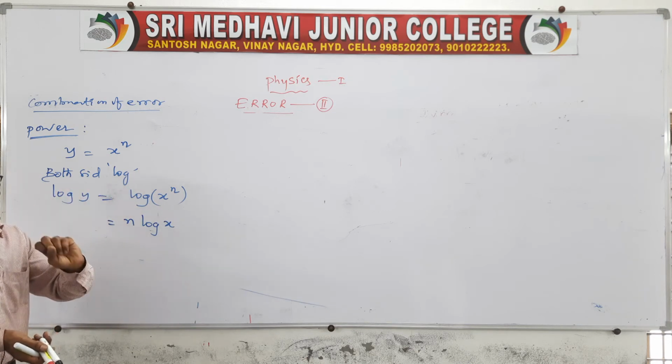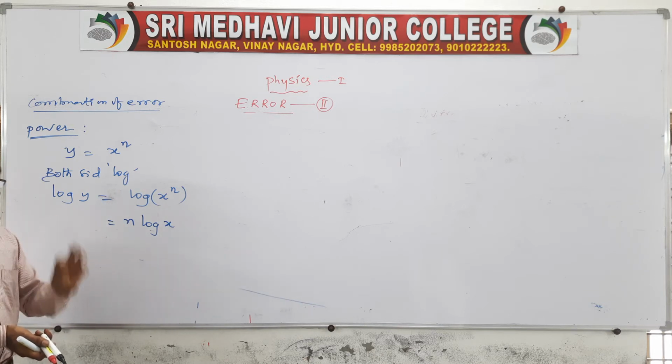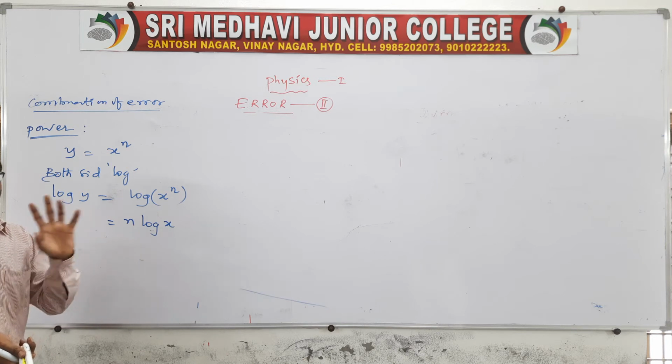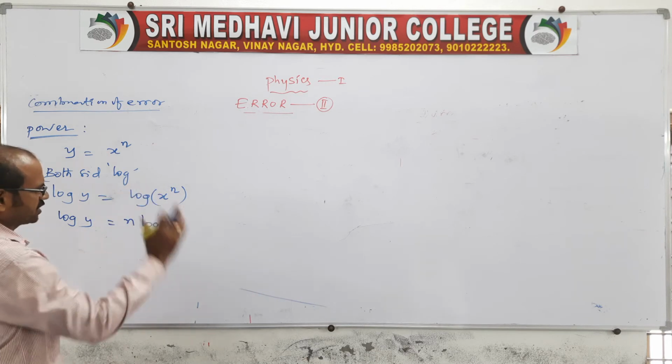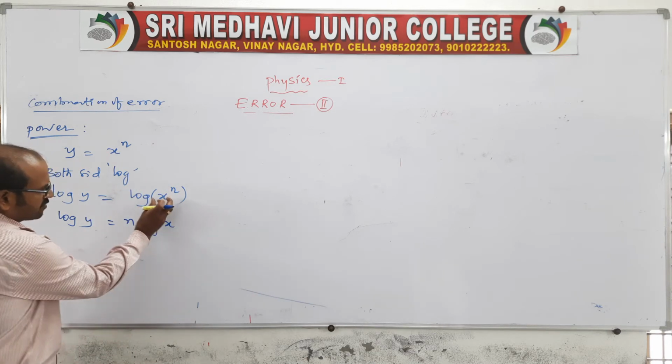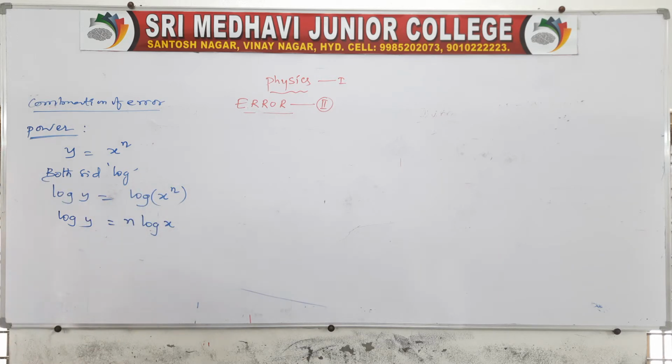This is the method you remember, because it is also maths only. Unfortunately, physics is nothing but a mathematical application. Here you take log y, and whatever the power of a given quantity, you take the power in front of the log. This is easy to remember.